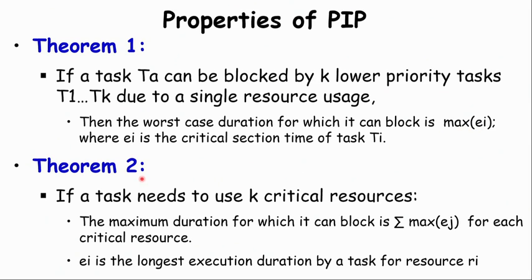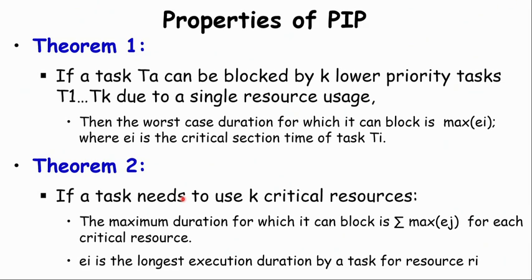The second theorem is that if a task needs k resources, the first one we had looked at one resource needed by a task, here a task needs k resources, and each of these k resources is used by several of the lower priority tasks. Now, what will be the total waiting time for the task T A in the worst case?